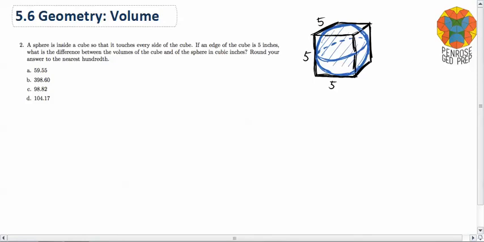Alright, so the goal of this problem is to find the difference between the volume of the cube and the volume of the sphere. Therefore, we need to first find these volumes. Let's start with the volume of the cube.